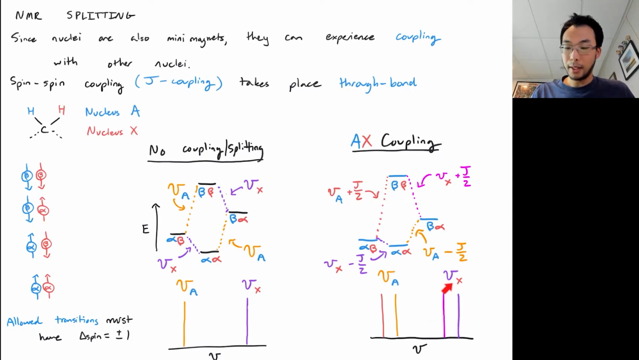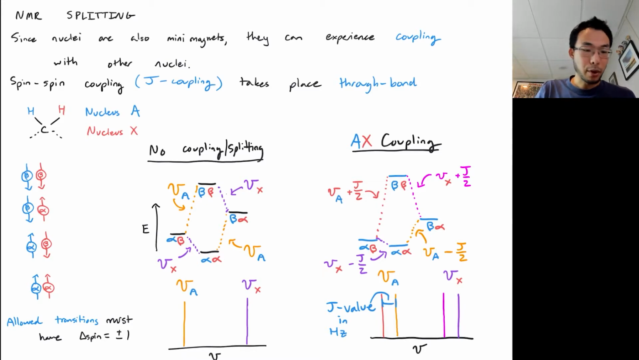Same thing for the signal for nucleus X. That gets split into two new signals, one corresponding to the higher energy case, one corresponding to the lower energy case. And so if you look back at the math here, what you can see is that we added J over 2 to some of the energies. We subtracted J over 2 from the other energies. So in total, that means the difference between those two signals is going to be just J. And that is where this term J coupling comes from. And so we call the spacing here, the frequency spacing, the J value. And the J value is always given in units of hertz.